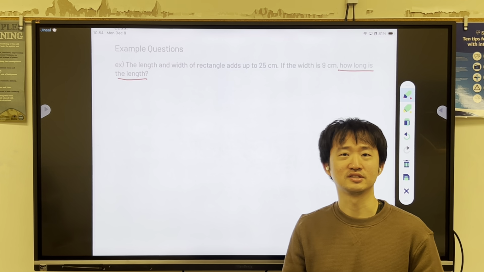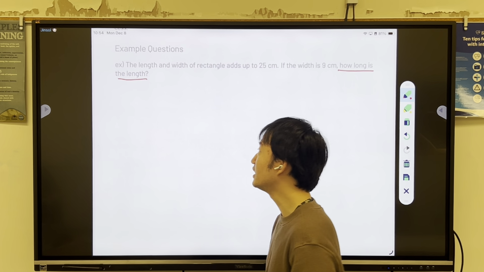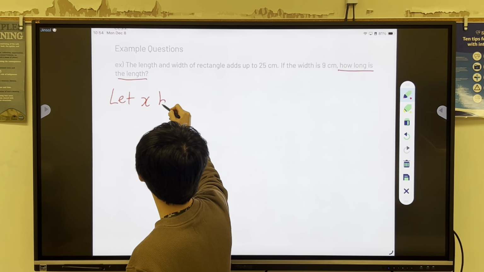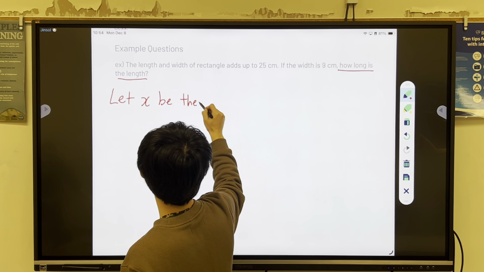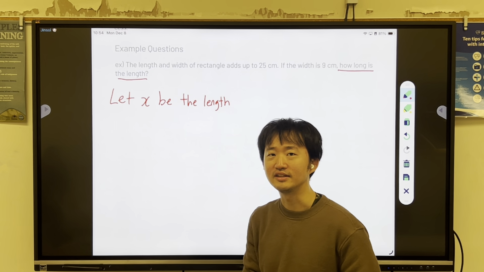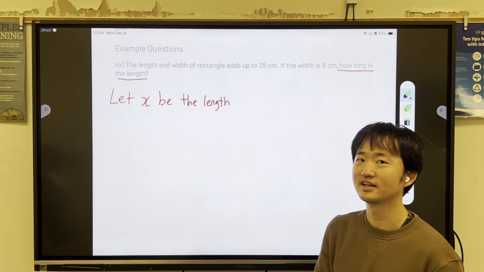After you know what the unknown value is, we need to declare the unknown value. I like to use the statement, let x be. Let x be the length. It always helps to write down that variable and we declare it as let x be the length.